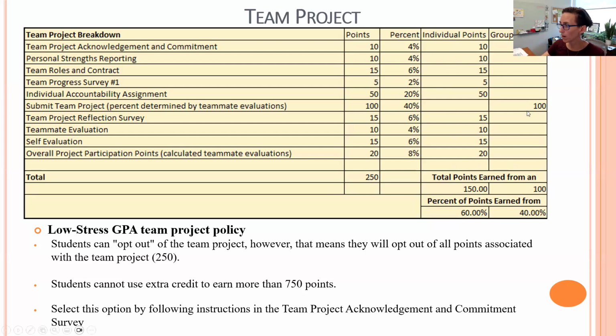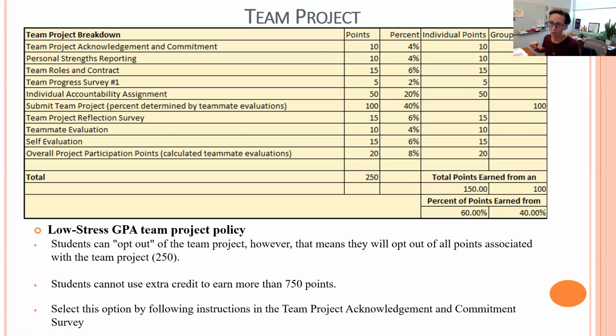And then you get points on the group project for the final thing that you submit, which is a website. But note that that percent is determined by your teammate evaluations. And so your overall project participation, those are 20 points, and that's calculated by evaluations that your teammates give you that only I have access to.